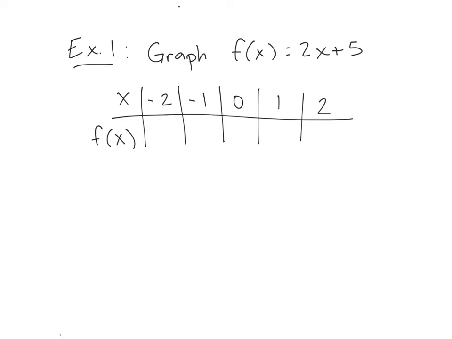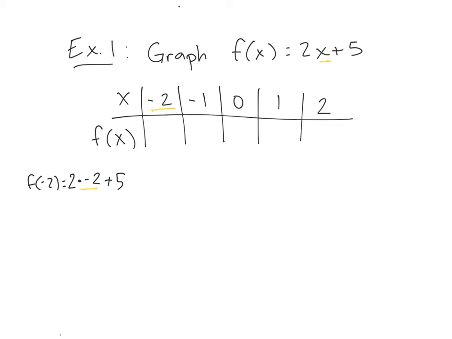And what I mean by that is we're going to start with the x of -2. What I'm going to do is input -2 in for x and solve it out for my y, or my f of x. So in order to do that, I'm going to say that when x is -2, I'd have 2 times -2 plus 5.